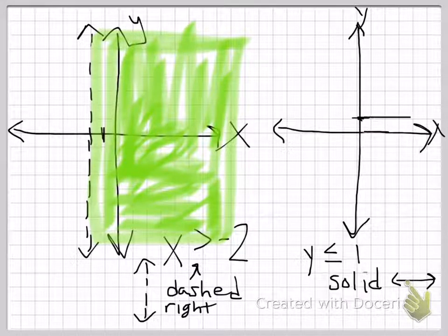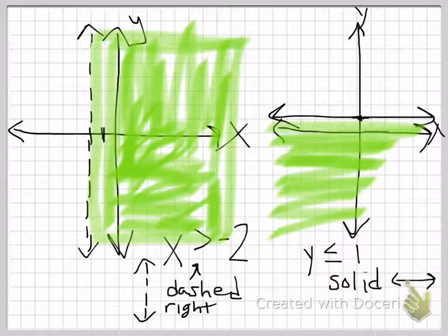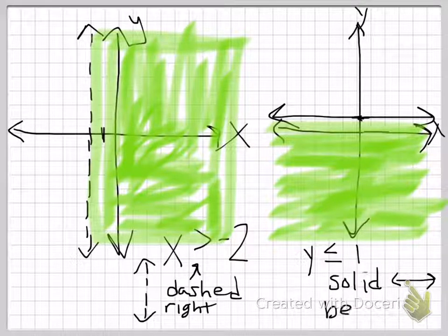So we go here. And I draw this line, solid, because there it's equal to. And then I want less than, so I shade below. All the way below here, just shade it. Shaded below because of the less than. And then in the next video, we will put two of these together and see where the shading overlaps.